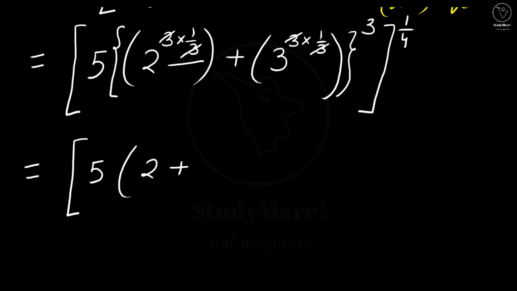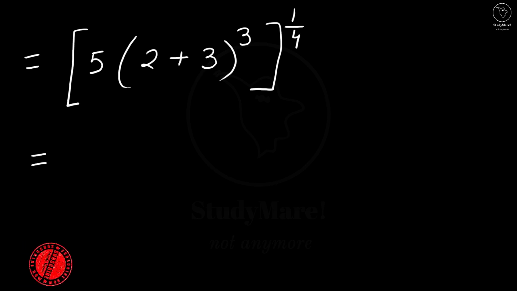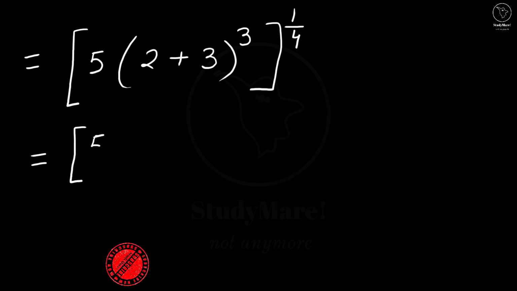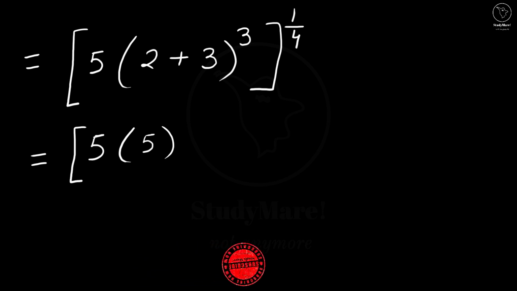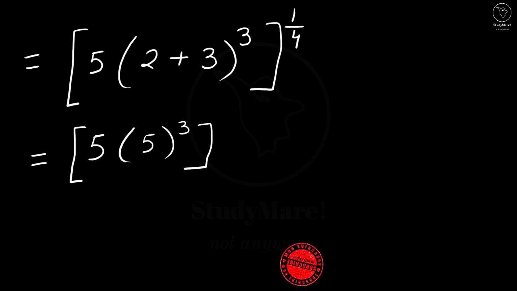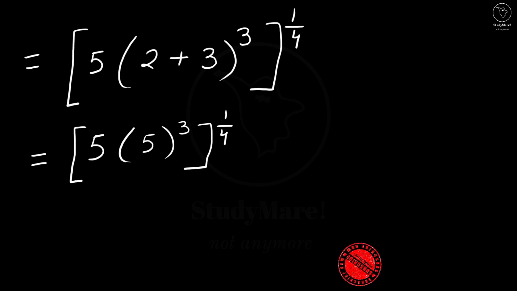Plus, same way here also the powers are cancelled, so we have the power as 1, which can be written as simply 3 rather than 3 to the power 1. This raised to the power 3 and this raised to the power 1 by 4, which is equal to 5. 2 plus 3 is 5 raised to the power 3 raised to the power 1 by 4. See, now it is so simple.